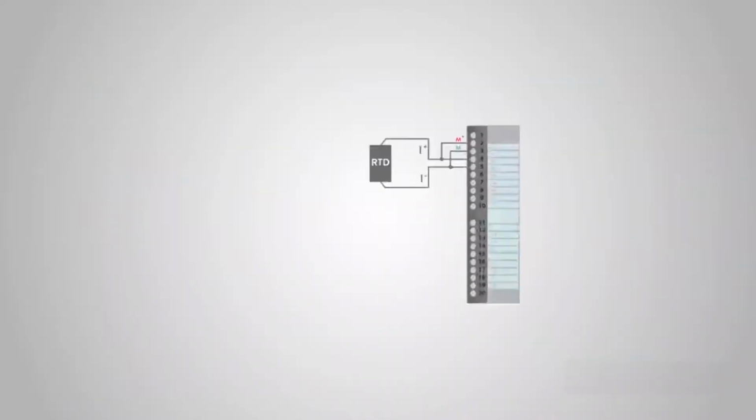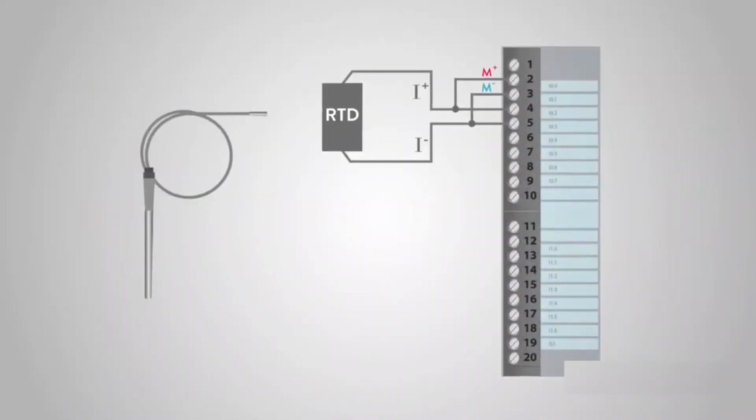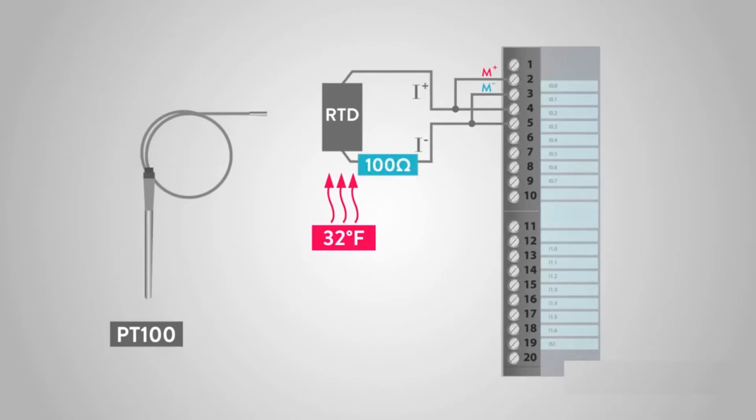Going further with sensors, we can classify sensors as passive or active. Basically, a passive sensor requires an external source of power while an active one does not. One example of a passive sensor is a resistance temperature detector, or RTD. An RTD is a device that changes resistance with a changing temperature.